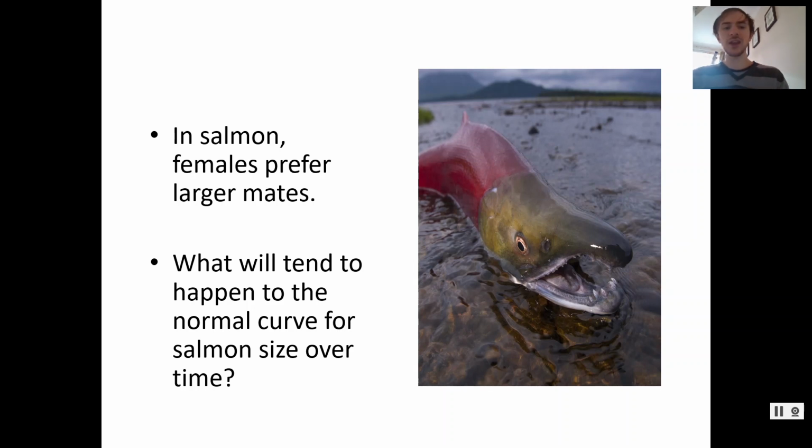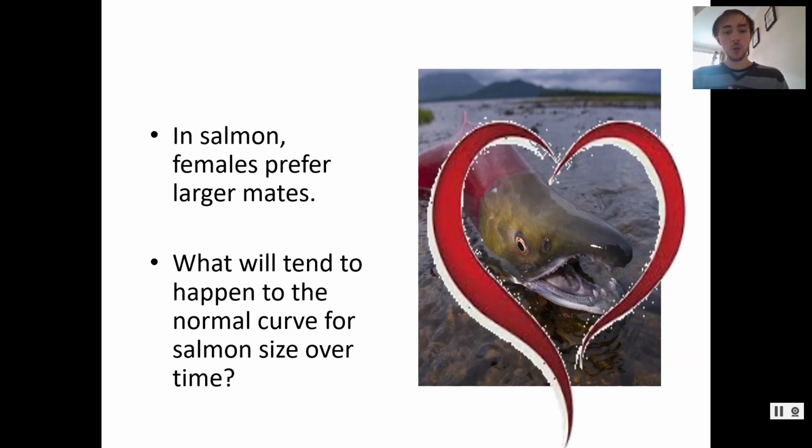So what will tend to happen to the normal curve for salmon size over time is the question. What's going to happen is that the normal curve should move towards bigger males, just bigger fish in general. That would be what kind of selection? Stabilizing or directional? Directional selection. But there's a wrinkle here, there's an issue here.